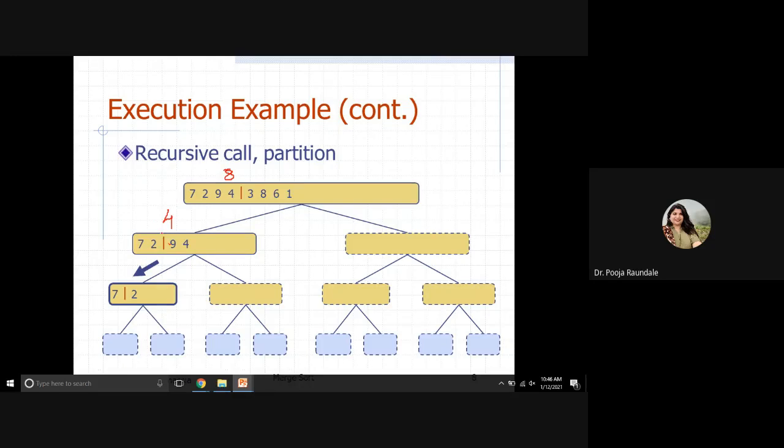Again, 7, 2, 9, 4 out of this would be partitioned, and you get over here 7 and 2. So the size is 2. Again, it will be partitioned. 7 and 2 will be partitioned. So 7 goes here, 2 goes there. And now you have reached the granular level, right? So 7 and 2, these are two elements at the last. Now there won't be any partition, and now merging will happen for these two, right? So now the merging will happen.